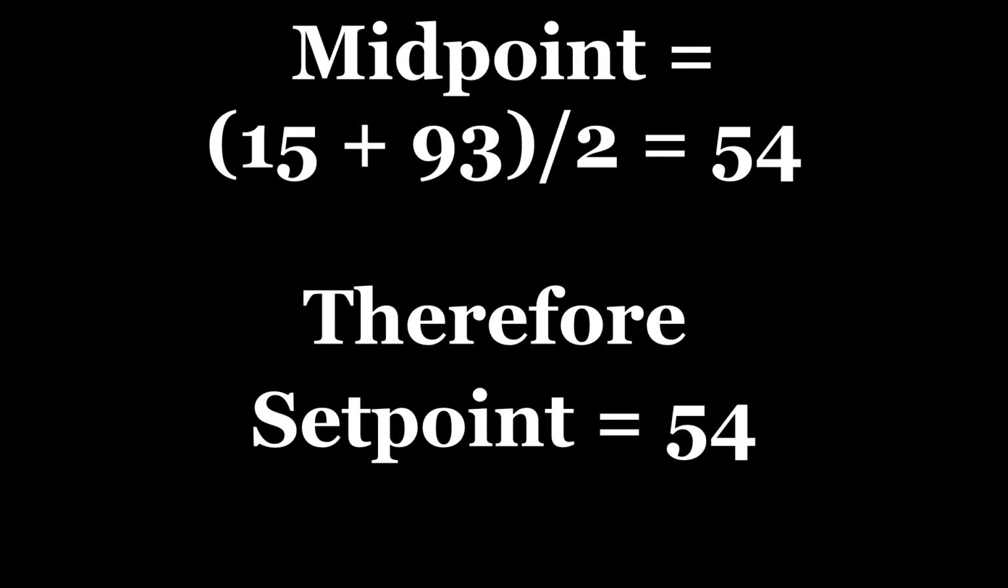Our primary school mathematics will tell us that to find the midpoint between two numbers, you add the two numbers together and then divide by 2. So 15 plus 93 divided by 2 gives us 54. So we know any time the sensor is reading 54, it must be exactly half over the black and half over the white. We will call this our set point. Our set point is what we're trying to achieve.